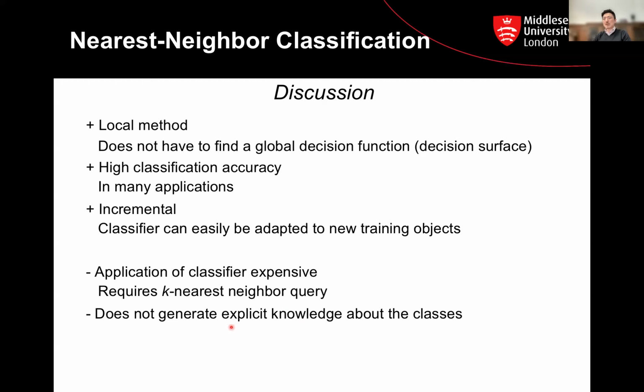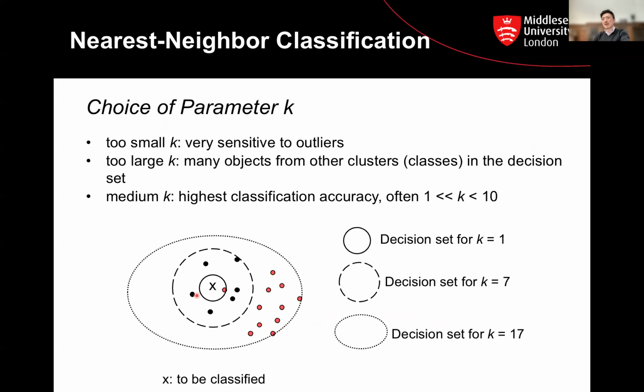And also, it does not generate explicit knowledge about the class. So you can say, okay, the class of this X should be black, but it doesn't quite tell people what kind of criteria makes this one black, except this one is closer to the others. That is not something you can translate into general knowledge about what makes a point black or red. All you can say is just because it's close to the existing black, but you don't know why.